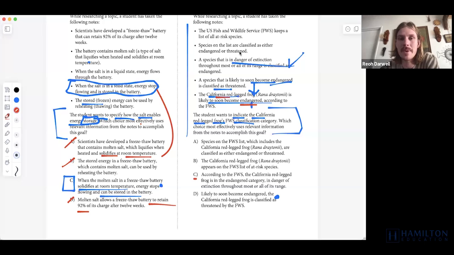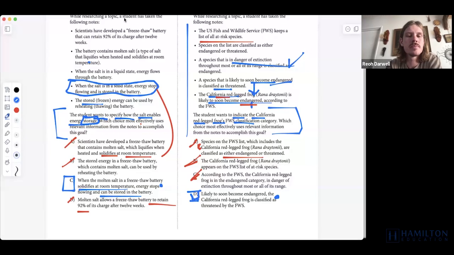Now, B is too broad of a classification. They're asking what type of classification they are. At risk is not a classification according to this text. And then finally, A is too general as well. It just says that they are classified as either endangered or threatened. But logically, we can infer that the California red-legged frog, because it is likely to soon become endangered, is in the threatened category. As such, we can go with D. With that, we end our first module of the reading and writing section of test 395. We move on to module 2.